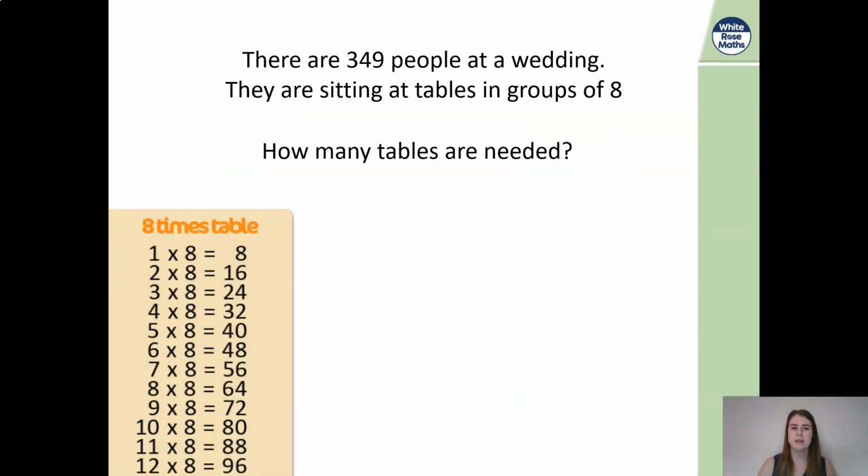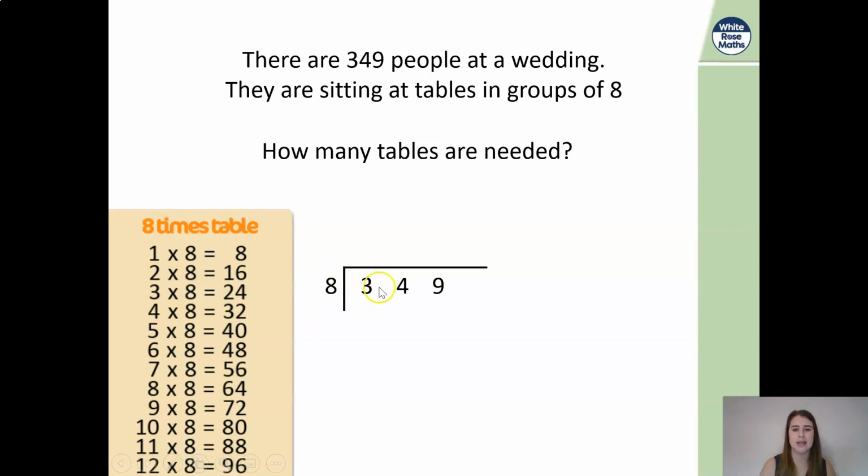Okay. So here's a problem-solving question for you to have a go at before I let you move on. So there are 349 people at a wedding, and they're all sitting at tables in groups of 8. So how many tables are they going to need? So your sum that you're going to do is going to be 349 divided by 8. So let's do the same thing we did earlier.